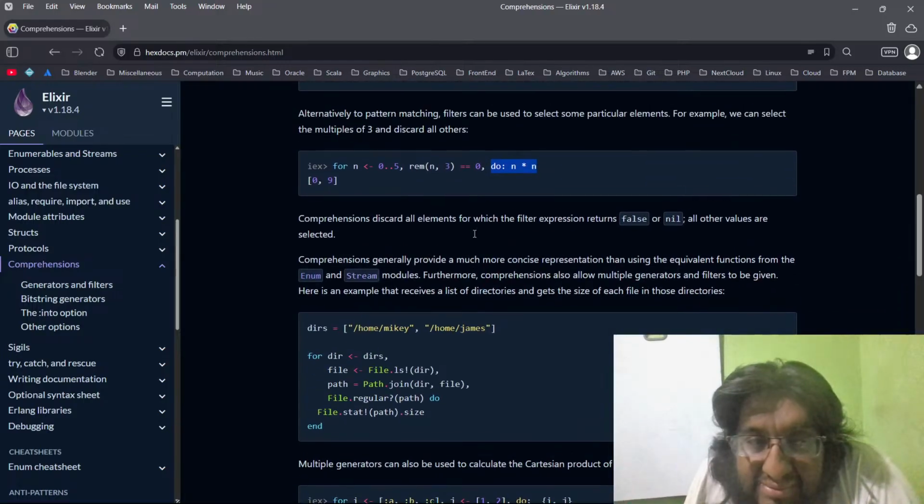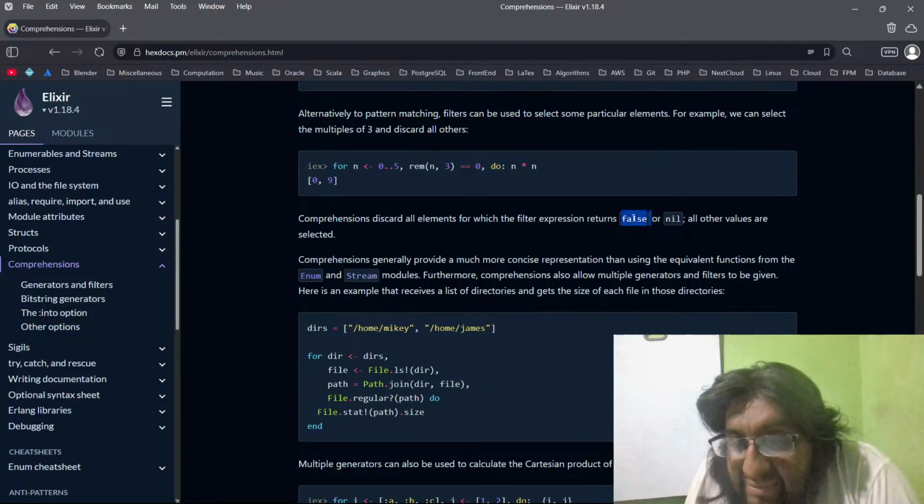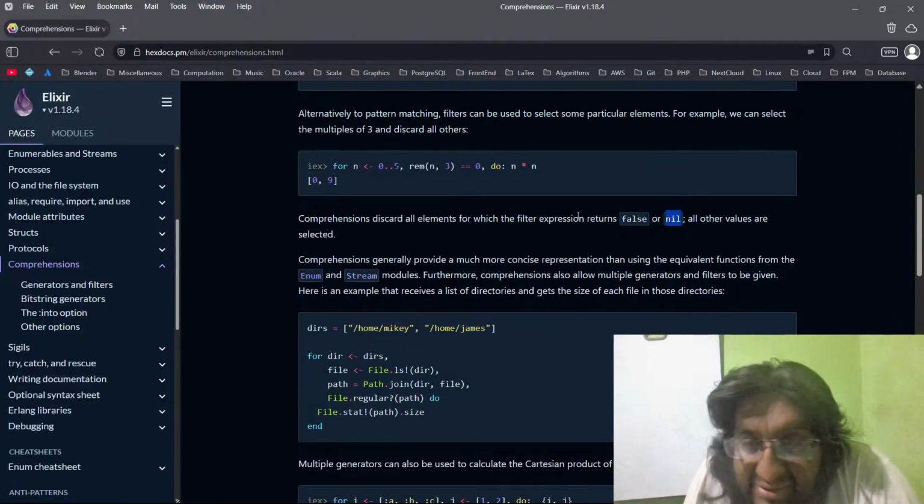Again, the same. Only the multiples of 3. It discards false and nil. All other values are selected. So I'm going to write this.